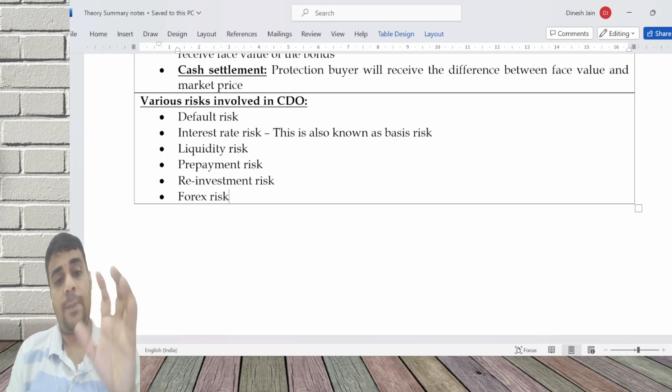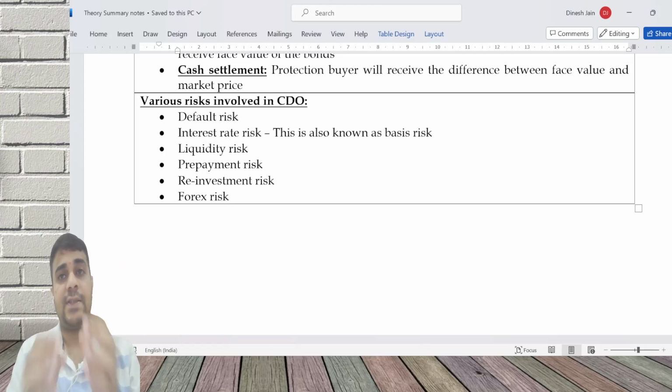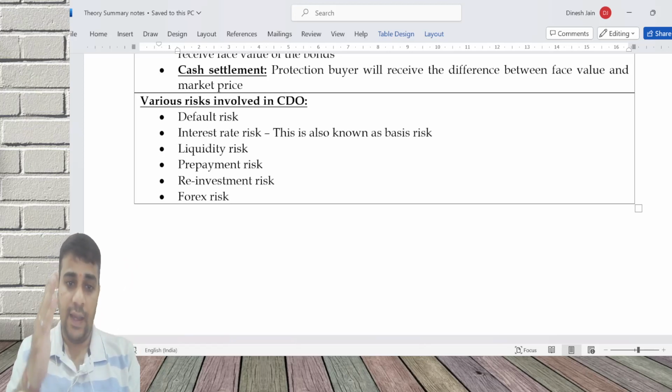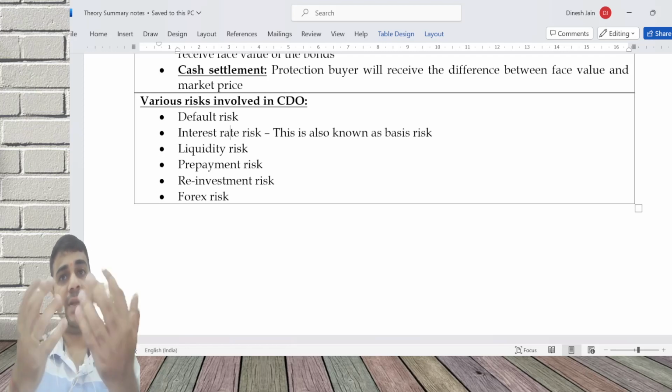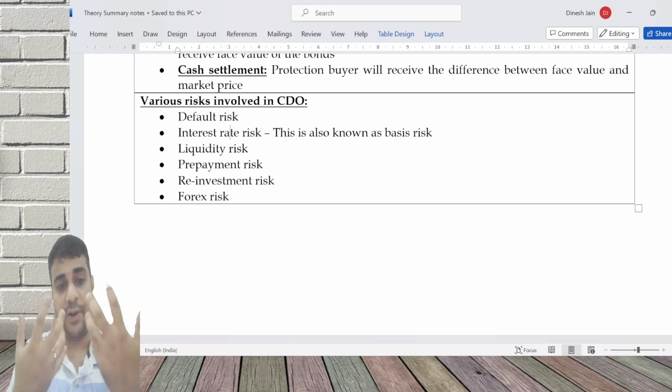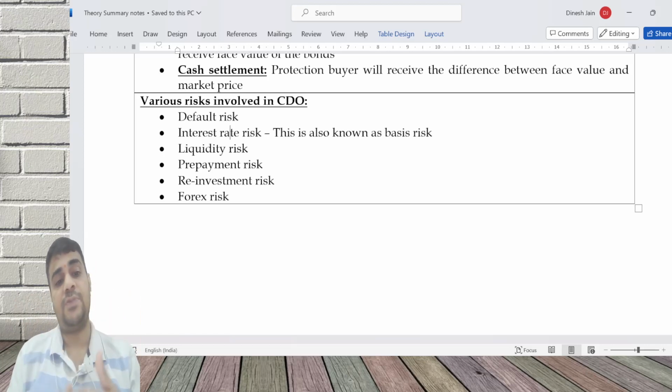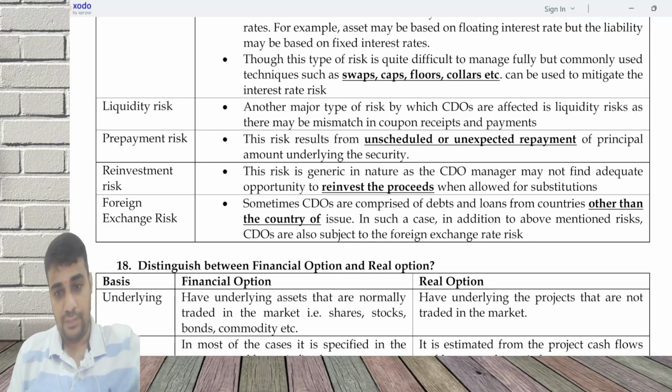Default risk is the counterparty is delaying the payment. Basis risk is my income is fixed interest, expenses floating interest, or my income is floating interest, expenses fixed. Liquidity risk is I do not have money to repay the liabilities. Prepayments is my customers are making prepayment, I don't know what to do with the money. Reinvestment is whatever inflows I'm getting, I'm not able to reinvest at an adequate rate. And forex risk comes in case you have a foreign currency asset or a liability. Sometimes CDO comprises of debts from countries other than the country of issue.